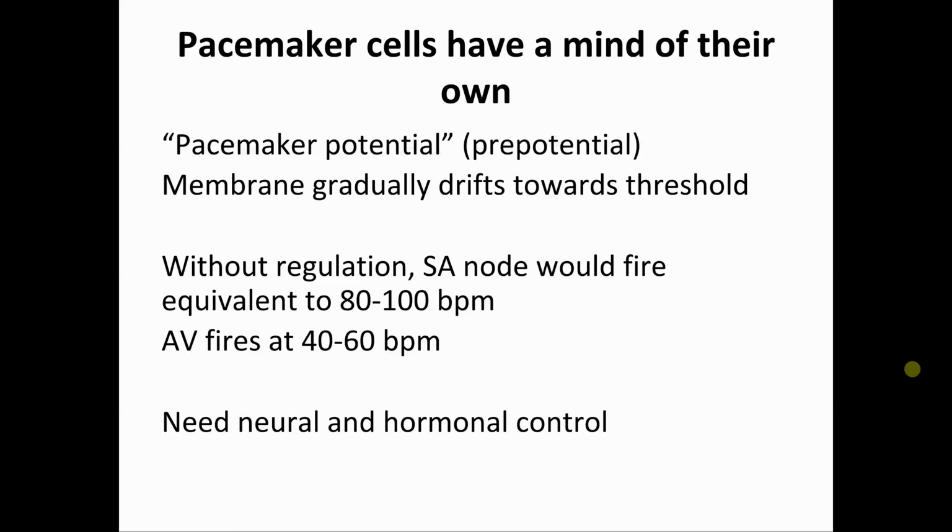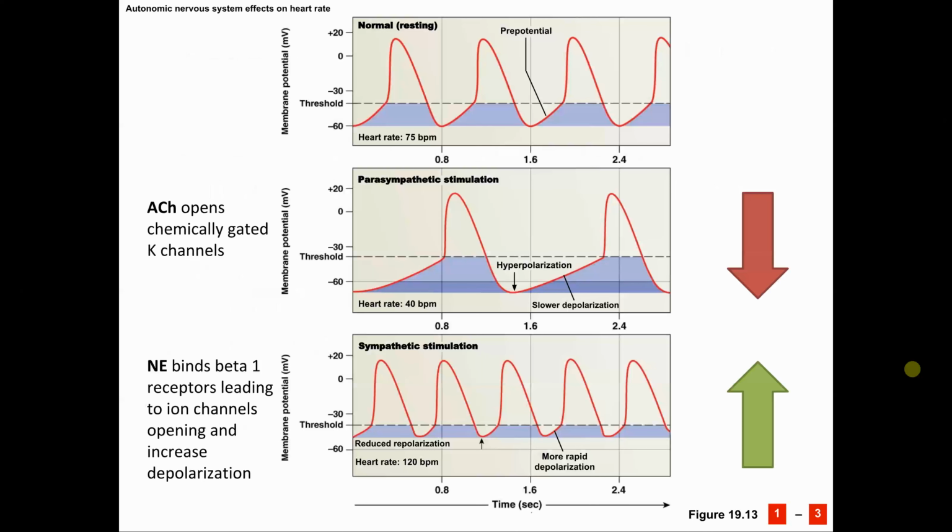So we need neural and hormonal control. If we didn't have neural and hormonal control, we also wouldn't be able to adjust our heart rate based on changing conditions, right? So if the pacemaker cells were just in charge of things all on their own, our heart rate would always be the same. So the neural and hormonal controls not only adjust this base heart rate, they're also going to allow it to adjust. So we can adjust heart rate, either making it faster or slower.